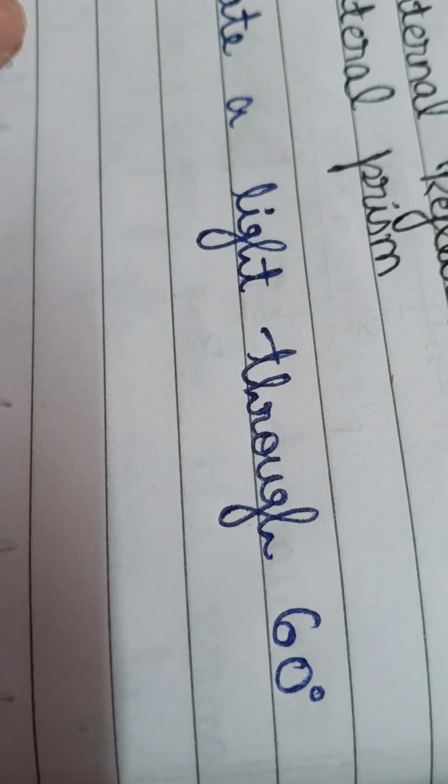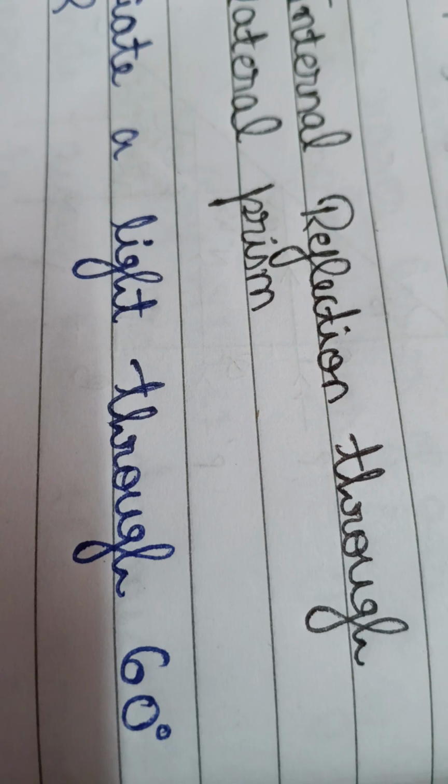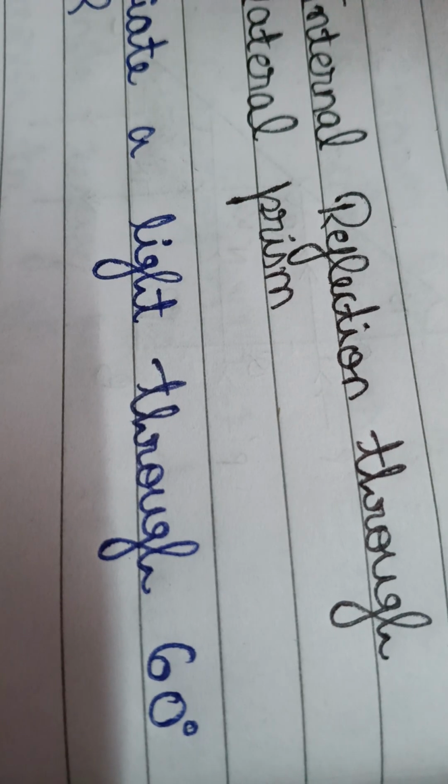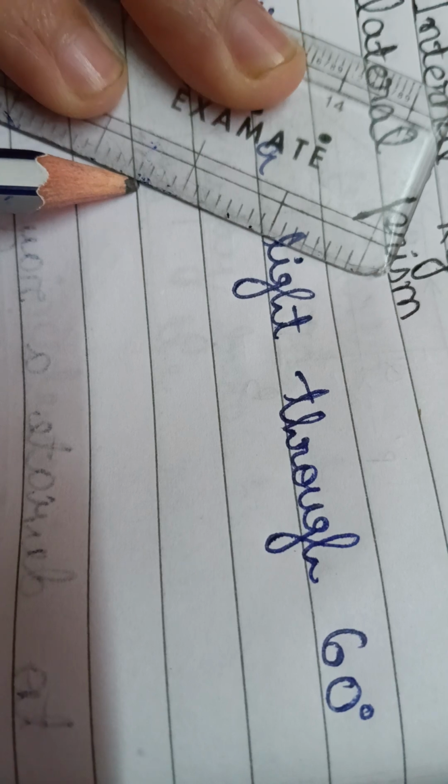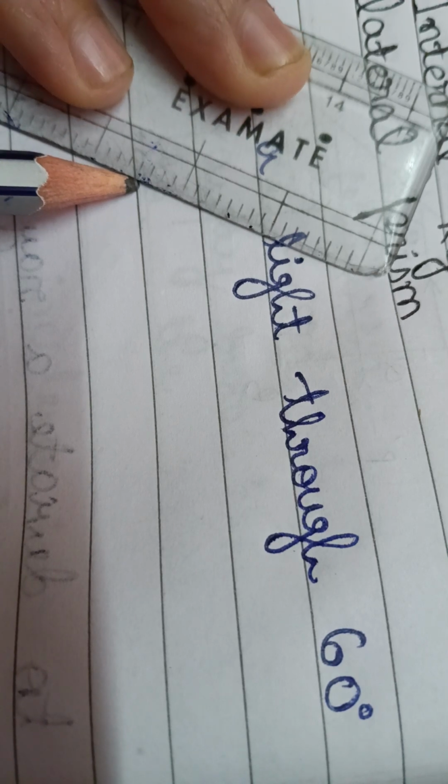So we are going to deviate a ray of light through 60 degree by total internal reflection, which can be done with the use of an equilateral prism. So the first thing, we have to draw an equilateral prism, or a cross section of it, which we do to depict the deviation.